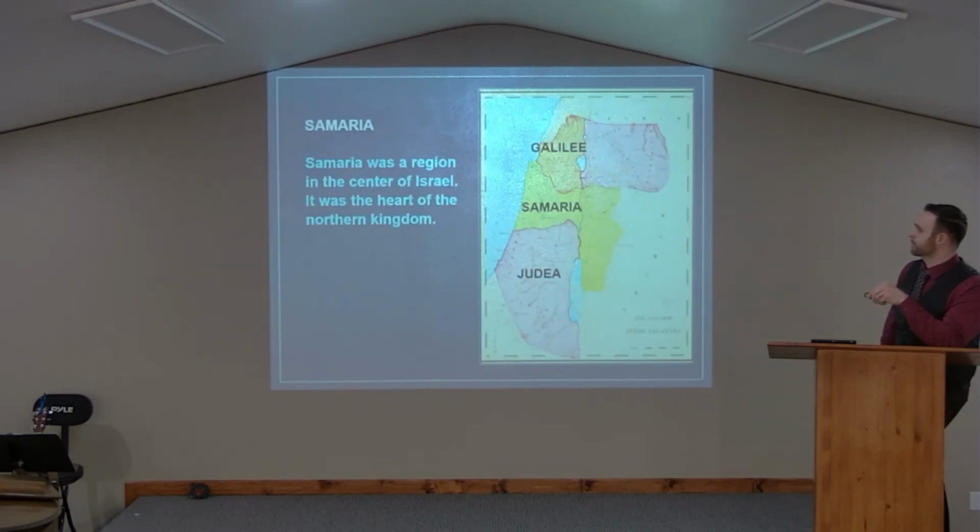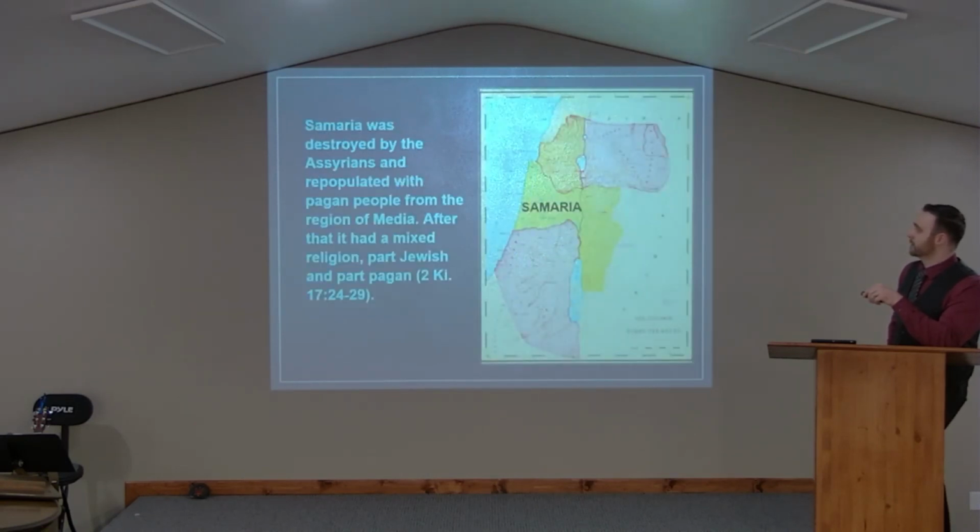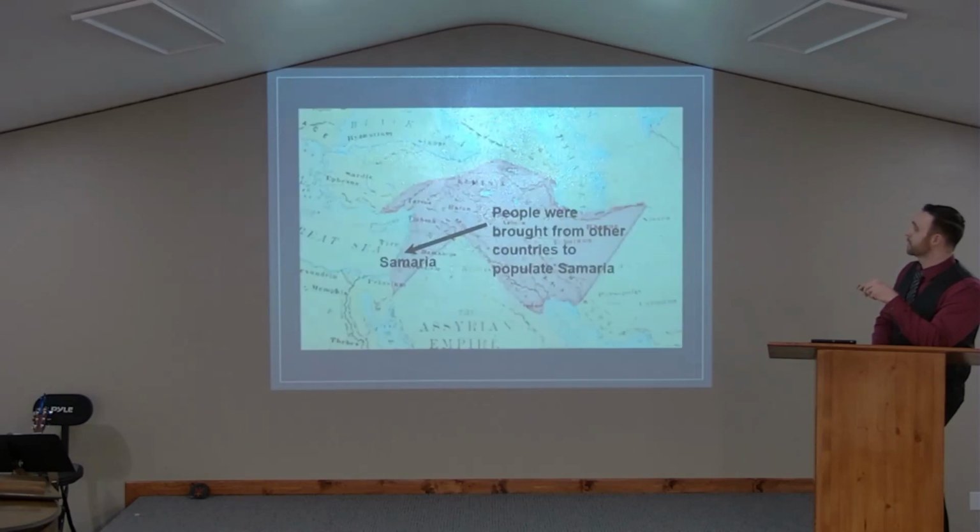Now, Samaria was a region smack dab in the middle of Israel. The city of Samaria was the capital of Israel's northern kingdom at one point. It was destroyed by the Assyrians, and it was repopulated by pagan people from all over here. And that's why it ended up being ostracized by the Jews, because they were mixed with. So people were brought from this entire area back over here into Samaria to repopulate it.